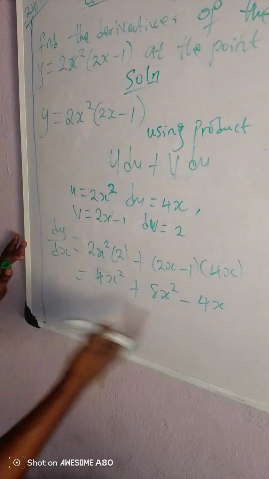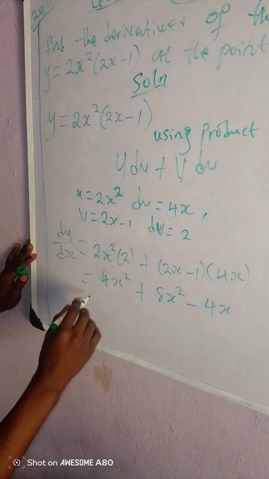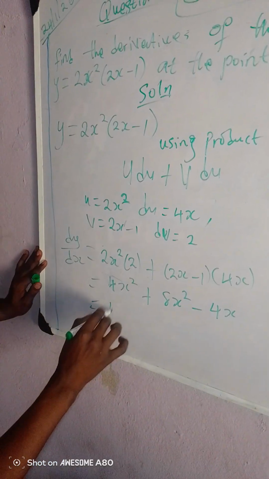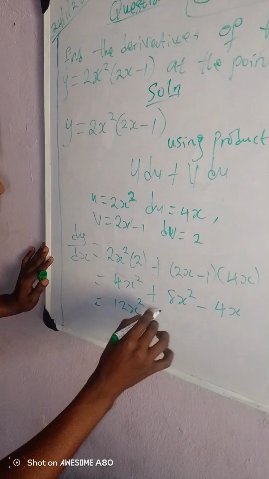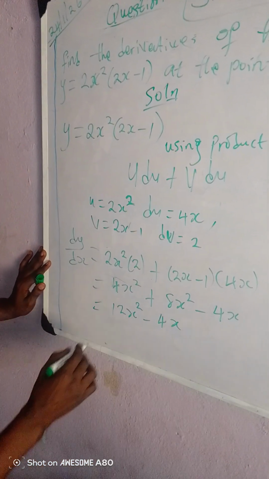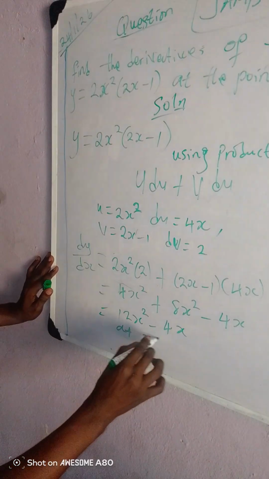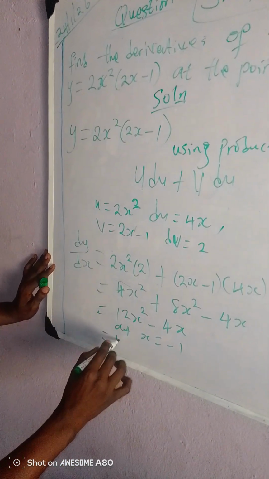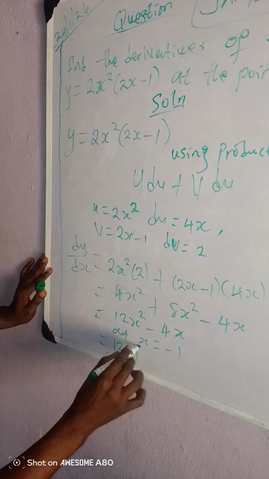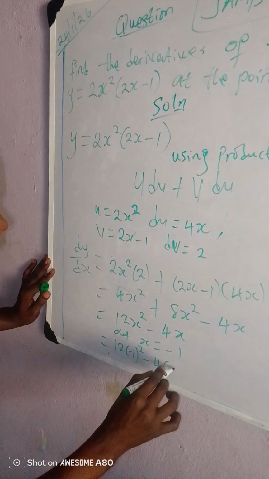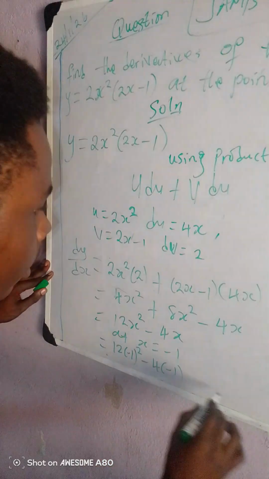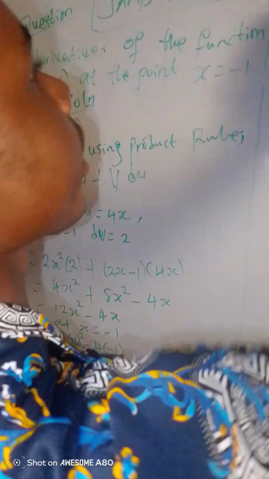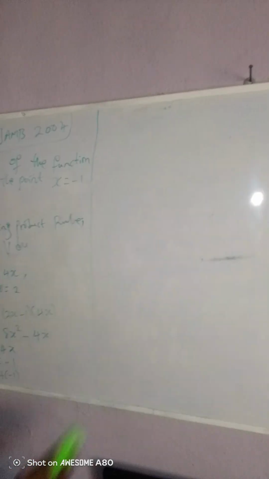Look at it. If you collect like terms here, since they are squares, what you have will be what? 4 plus 8 is what? 12. So you have 12x squared minus 4x. And if you say at x equals minus 1, this is what you're going to have. You're going to have 12 into minus 1 squared minus 4 into minus 1. And don't worry, follow me. We are going somewhere.